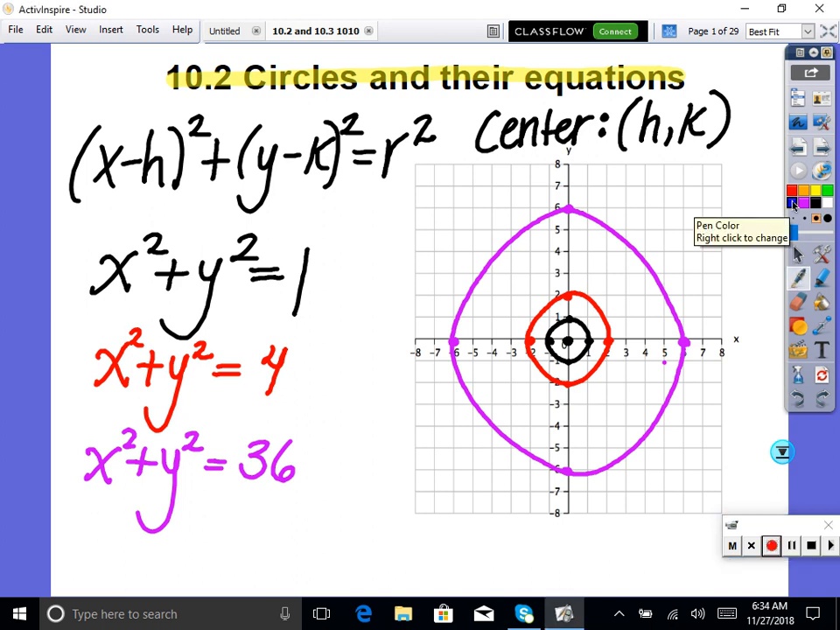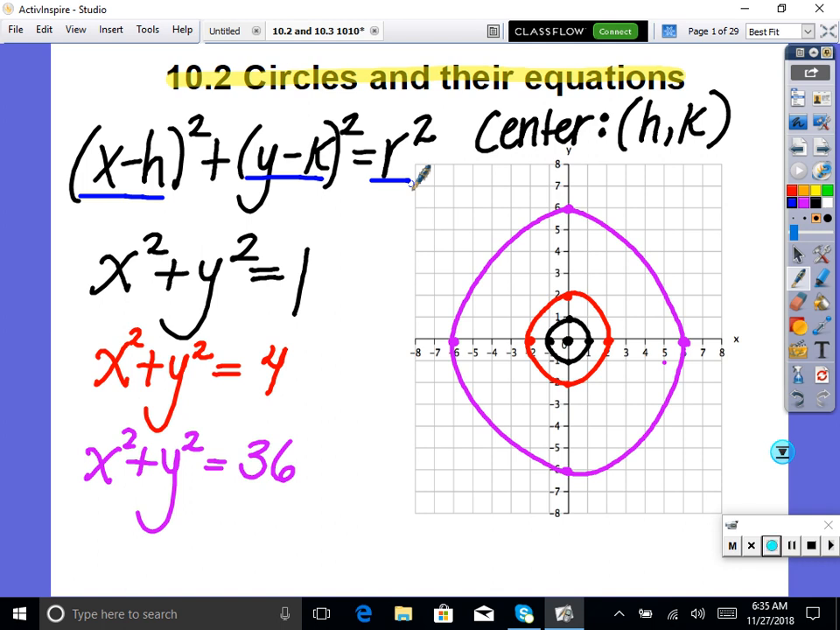Alright, so we're doing 10.2, circles and their equations. Pretty easy stuff. It's been a while since we've learned circles, but it's really straightforward. So this is the equation of a shifted circle: (x minus h) squared plus (y minus k) squared equals our radius squared. That will be what the equation of the circle looks like.